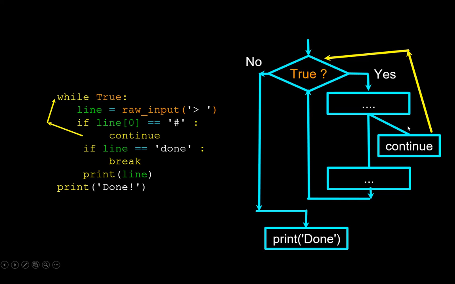So here is another example. Again, we can see the flow chart. This is basically the while loop block. If this statement is true, we're going to do some stuff. If we get to continue, we go back to the beginning of the loop, and that's how we can manipulate the normal sequence of the loop using continue and break.